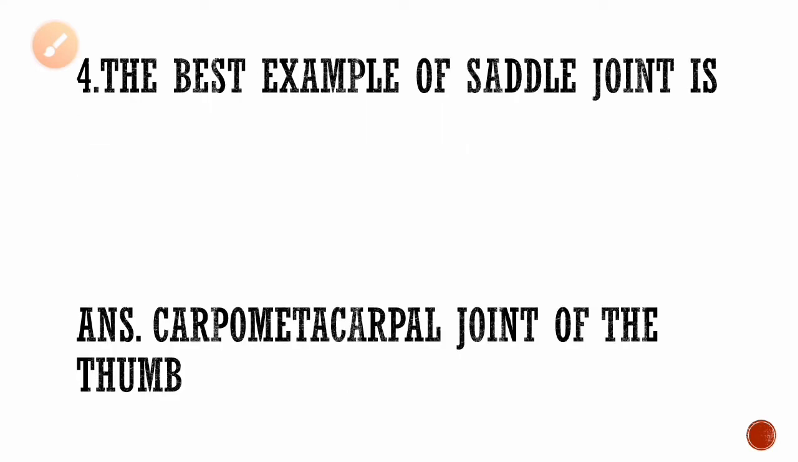Next, question number 4. The best example of saddle joint is. We all know there are many types of joint: ball and socket joint, hinge joint, and so on. We all know there are 6 types. So the saddle joint example is the carpo-metacarpal joint of the thumb. We all know the thumb and the 4 fingers. The thumb stands as the best example for the carpo-metacarpal joint.